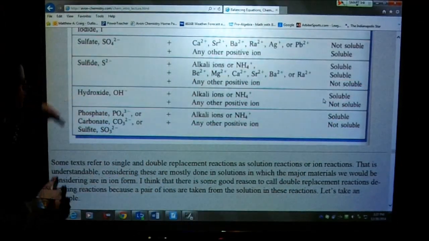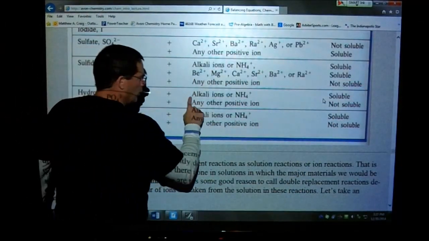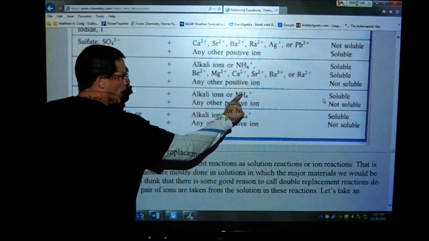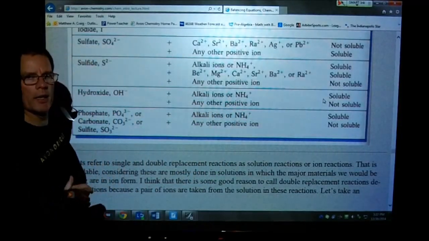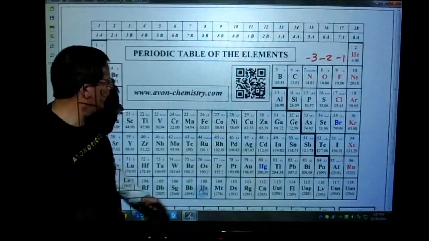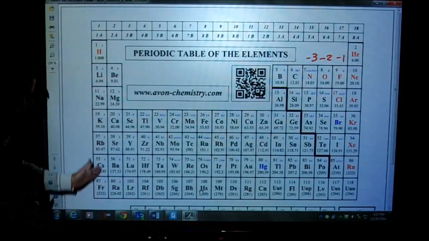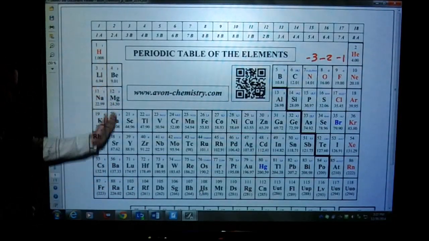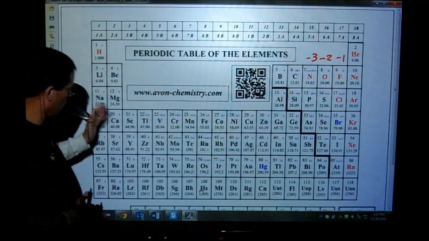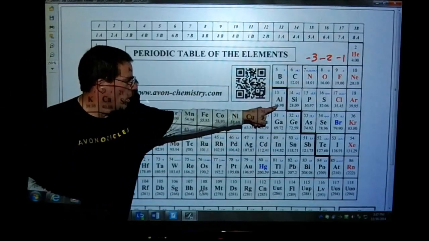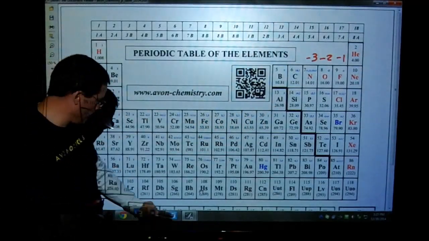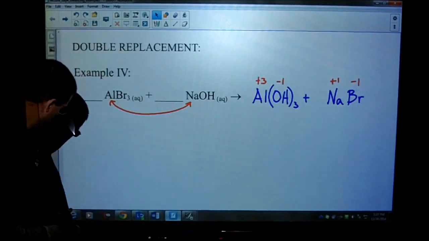So hydroxide is here. Come across is aluminum and alkali ion. What's an alkali ion? Do you remember what alkali ions are? That's right. Group 1A are the alkali ions. Group 2A are alkaline earth. So is aluminum an alkali ion? It is not.